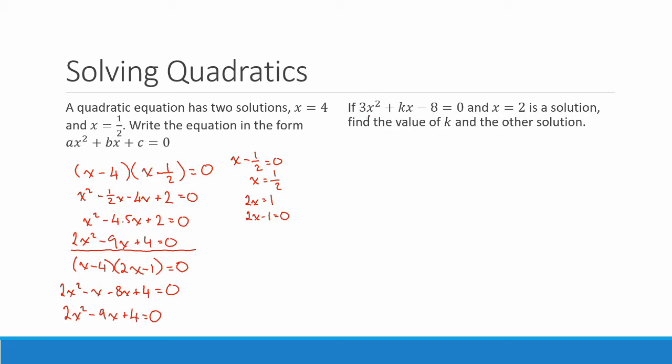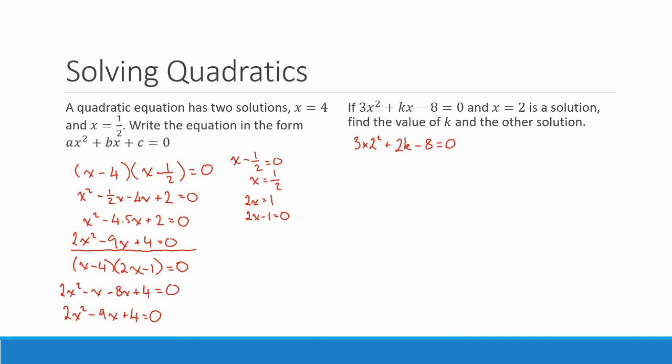Okay, the second example here, we have 3x squared plus kx, so we don't have a b value, it's an unknown, minus 8 equals 0. And x equals 2 is a solution. Find the value of k, so our b term, and the other solution. So we're going to have to start by rewriting our equation where we know that x is 2. So x is 2 is one of the solutions, so we can rewrite that as 3 times 2 squared plus k times 2, so 2k, minus 8 equals 0.